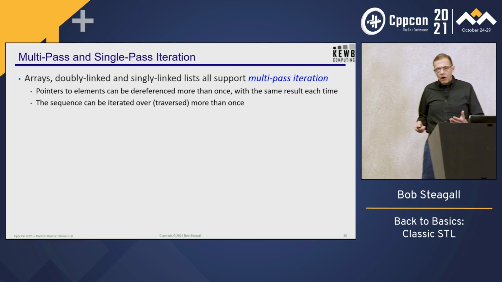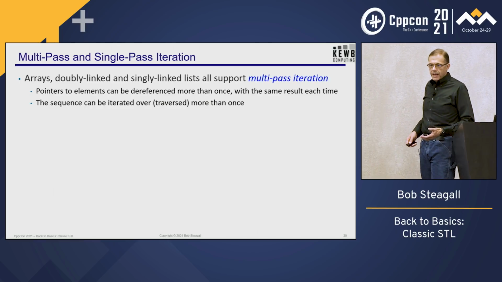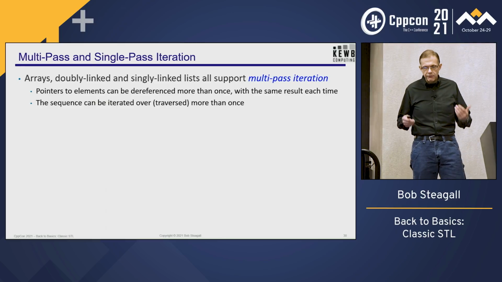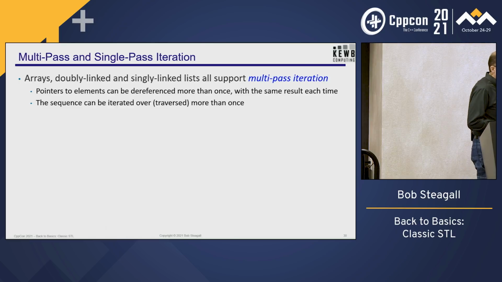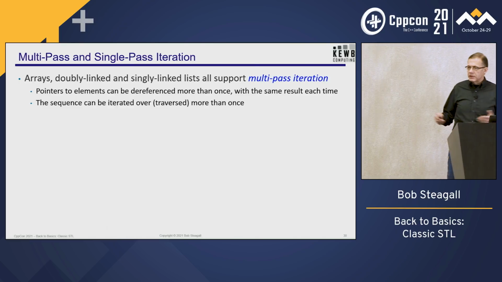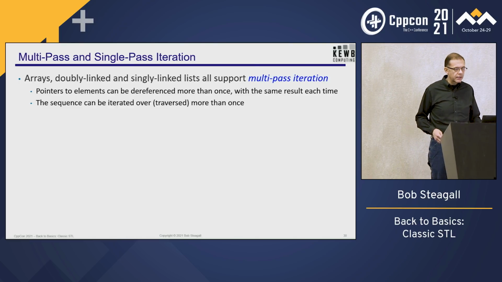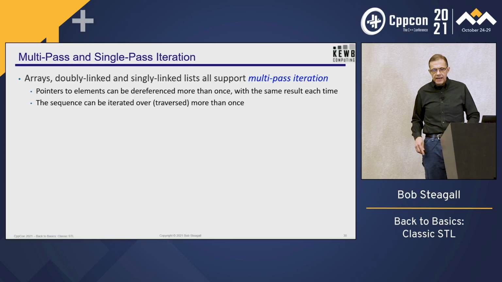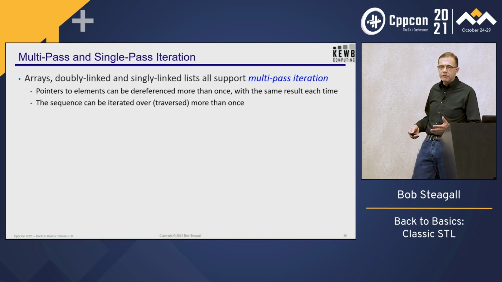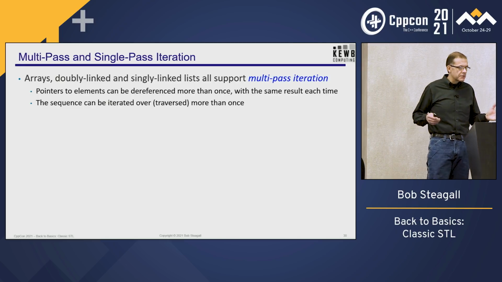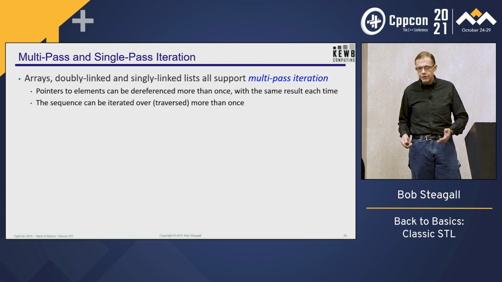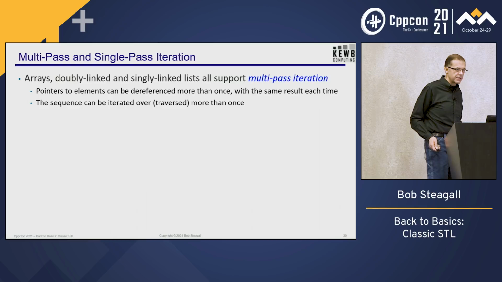Well, all of these 3 data structures that we just looked at all support the idea of multipass iteration. In other words, you can have pointers to elements, and those pointers can be dereferenced as many times as you like, and as long as the element hasn't changed and the pointer hasn't changed and the pointer still points to the element, every time you dereference the pointer, you'll get the same result. And the sequence can be iterated over with pointers multiple times. The act of iteration does not change the sequence itself.